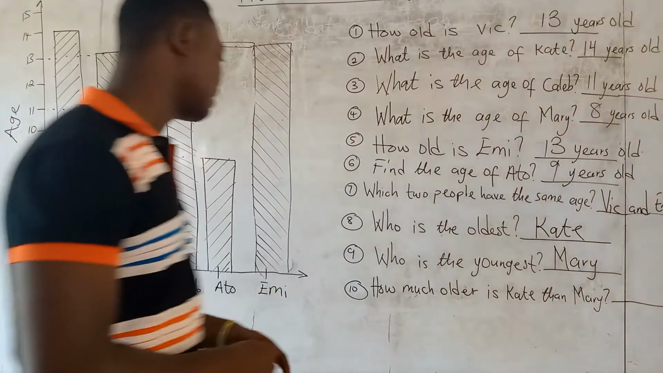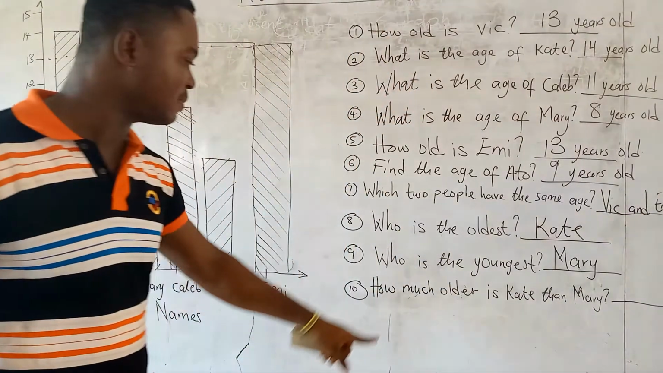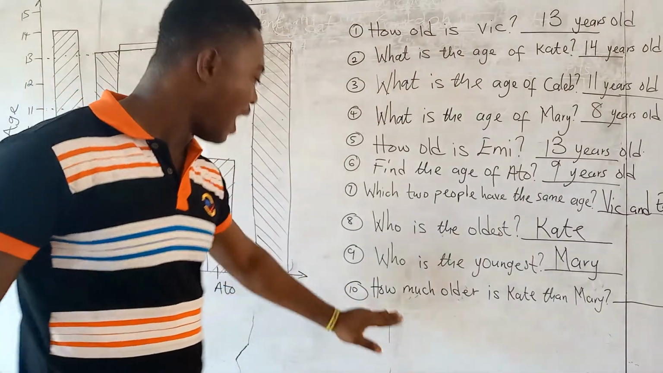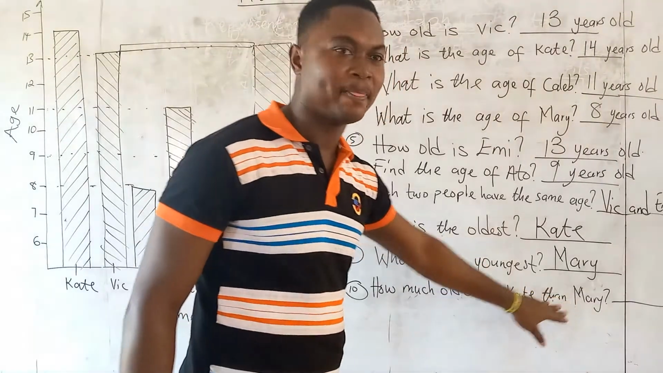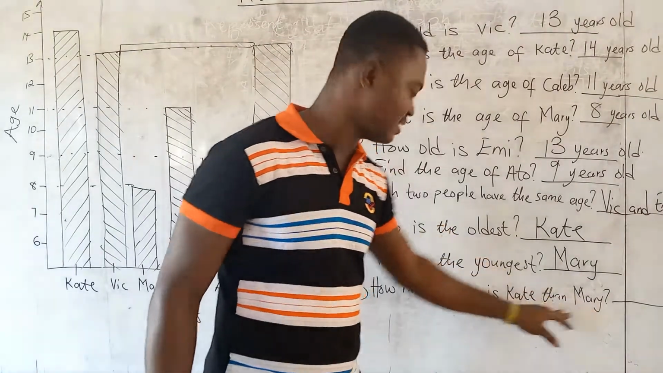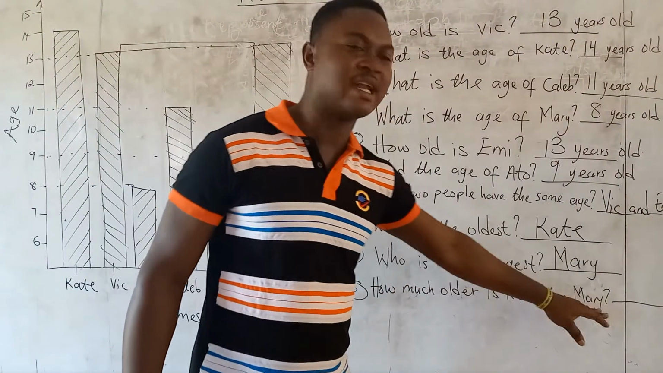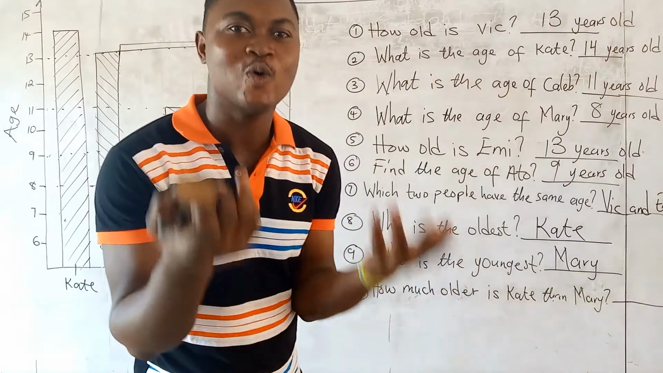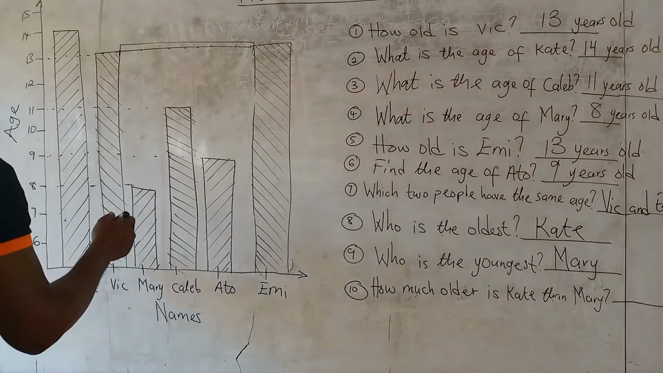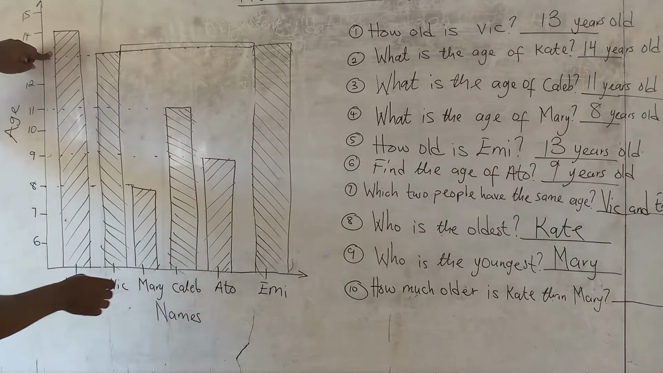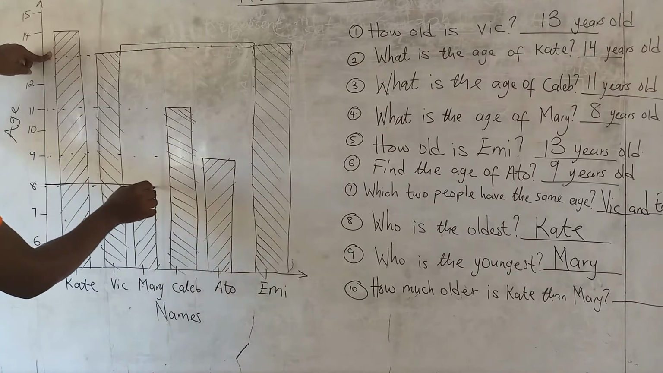Then the last one is, how much older is Kate than Mary? Please let us pay attention to this question. How much older is Kate than Mary? You know, Mary has her age, and Kate too has her age. But they are saying that Kate is older than Mary. But by how many years? So let's go to the point. Now, Kate is here, and then Mary is here. You see? So this is the difference.